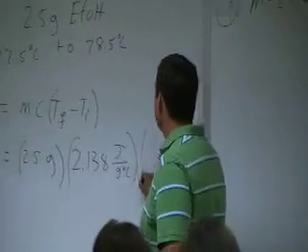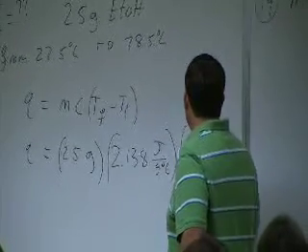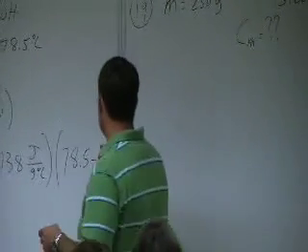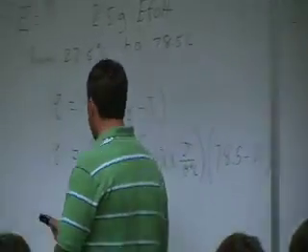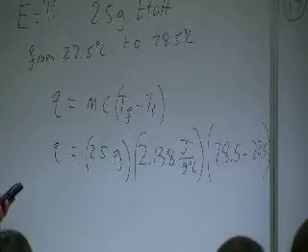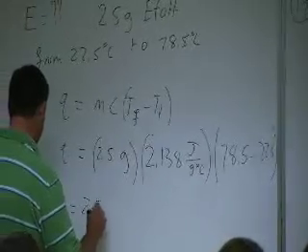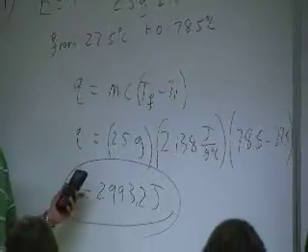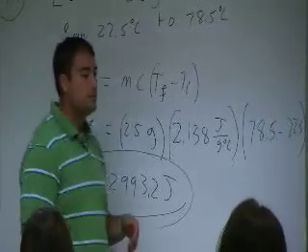Now what's the final temperature here? 78.5, right? And that is about where alcohol will start boiling, minus 22.5. So pulling out our calculator here: 25 times 2.138 times 78.5 minus 22.5, enter. What are you getting? Joules. Did anybody not get that? Wonderful, right? You guys are doing good so far.